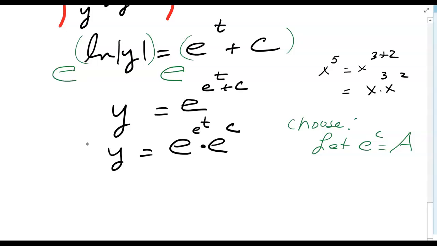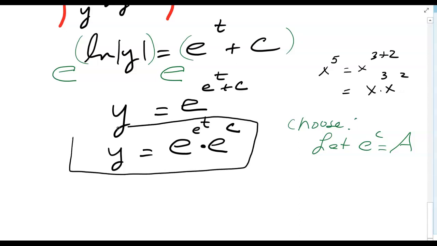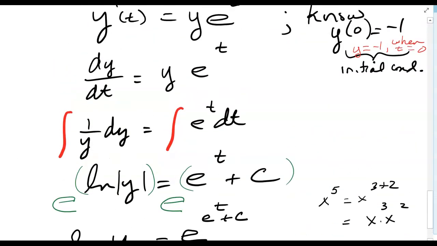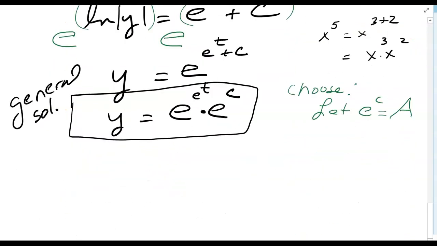This is our general solution. Either of these, the one above or this one, is the general solution. Remember what that initial value was? y sub 0 equals negative 1. So that means y equals negative 1 when t is 0, so e to the 0.